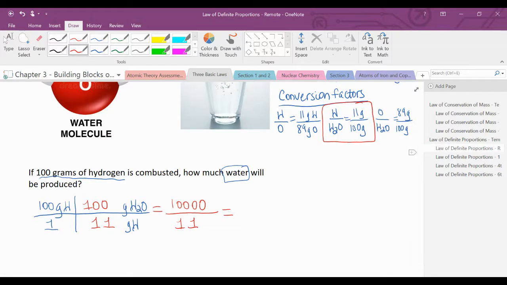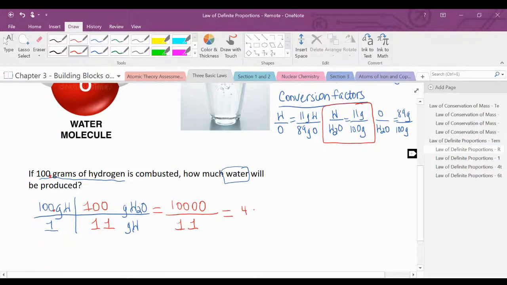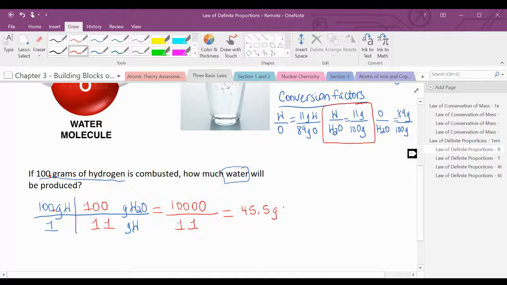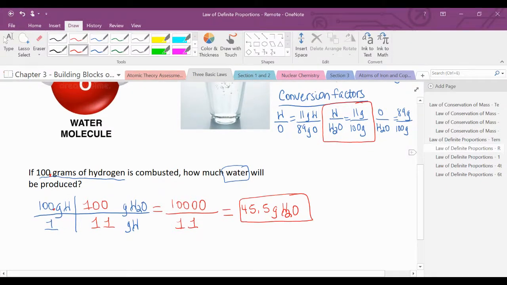So we are to assume that this 100 grams of my hydrogen here is a measured value, so maybe I should actually put a decimal in here. And so this is going to have 3 sig figs. So I get 45.5 grams of water as my final answer. Okay, so that's the second law of the 3 basic laws.